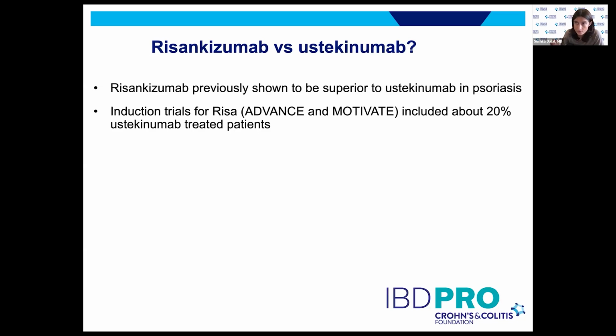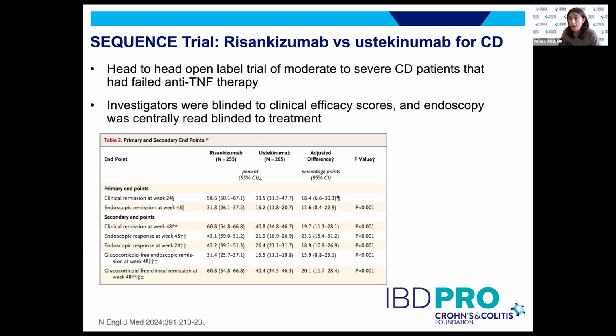We have these clues from psoriasis and from the trials, but we didn't know for sure. So they did a trial, luckily called the SEQUENCE trial. The SEQUENCE trial is our third head-to-head that we'll go over. It's risankizumab versus ustekinumab for Crohn's disease. It's a head-to-head open label trial of moderate to severe Crohn's patients that have failed anti-TNF therapy. So these are anti-TNF failures, and the investigators were blinded to clinical efficacy scores, and an endoscopy was centrally read.